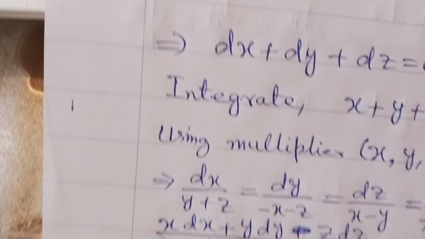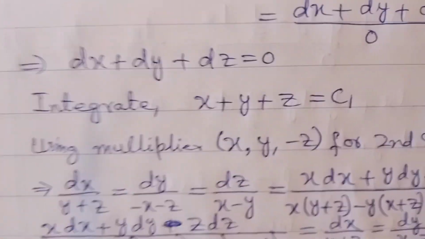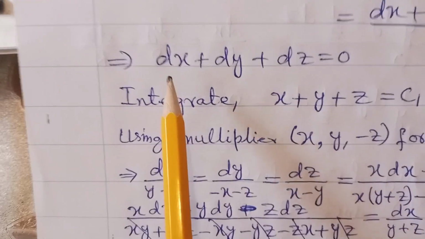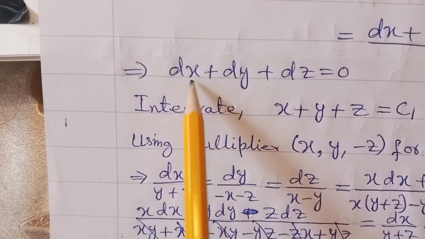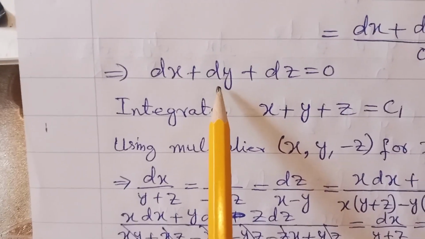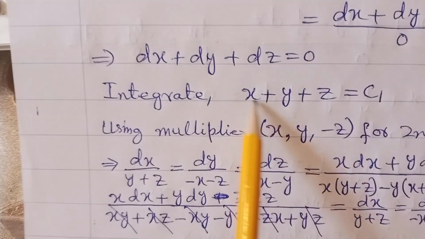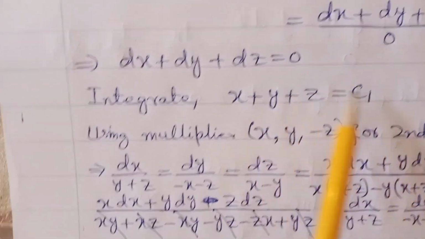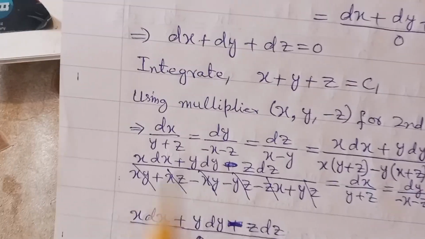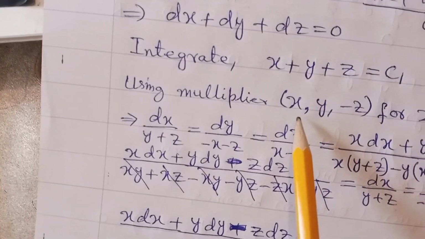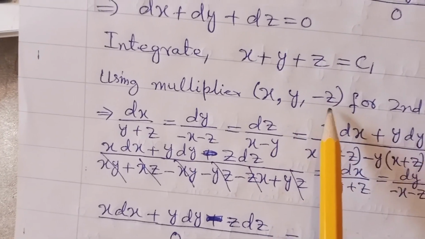From this equation, after the integration, we can obtain our first solution. The integral of dx will be x, integral of dy will be y, dz will be z. So thus after integration we obtain x plus y plus z is equal to c1. This is our first solution. Now we are using the multiplier for the second solution. These are x, y and minus z.